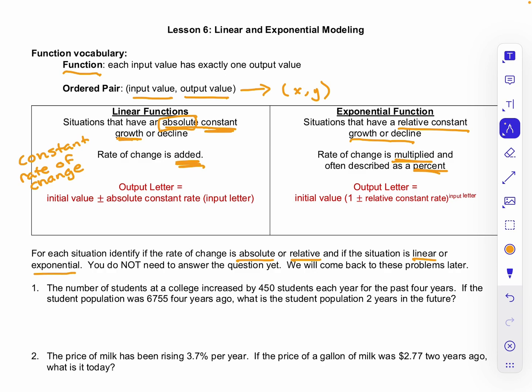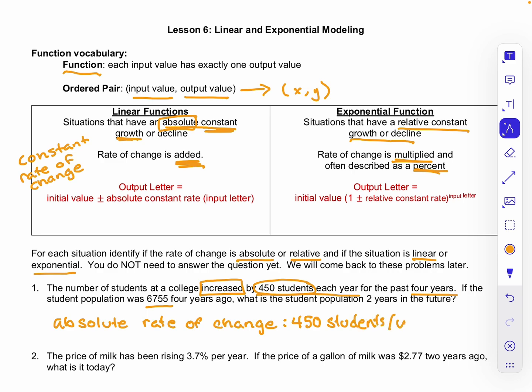All right, the number of students at a college increased, key word right there, by 450 students each year for the past 4 years. If the student population is 6,754 4 years ago, what is the population 2 years in the future? So the key here is that it increases by a specific number of students each year. So we would think of this as an absolute rate of change. And if we wanted to list it out, it would be 450 students per year. And it's increasing.